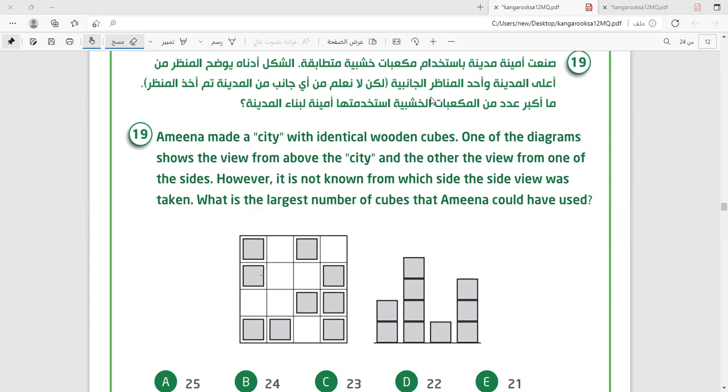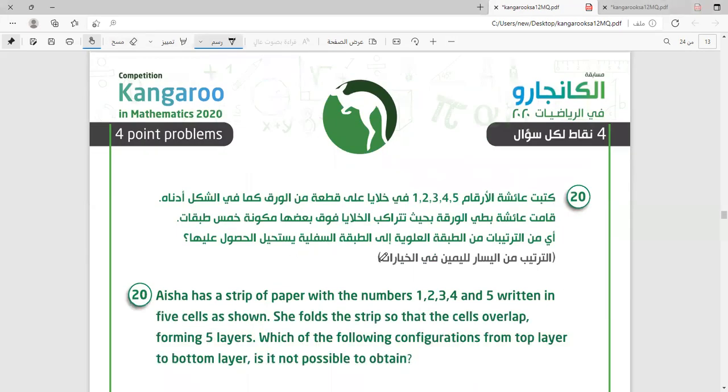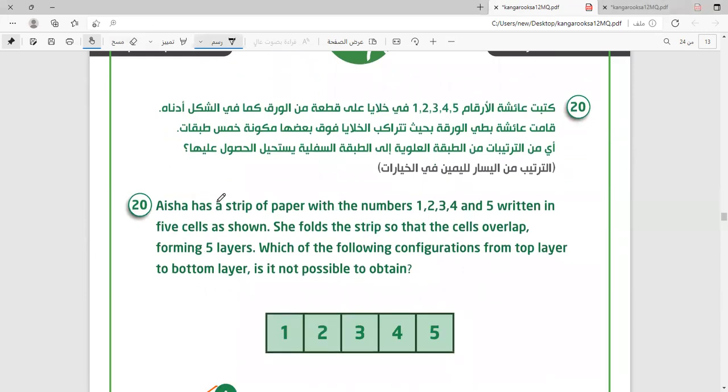So here, because we get the correct answer the first time, there's no need to continue once you get the correct answer by the first or second try. So here, 24 is the correct answer.